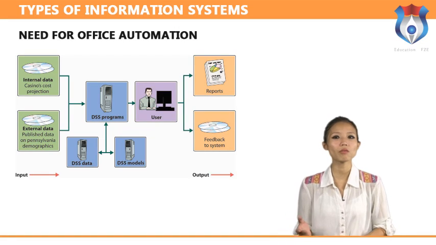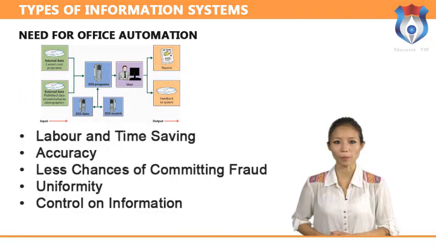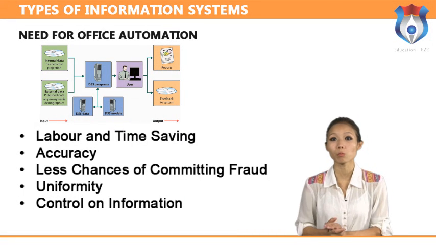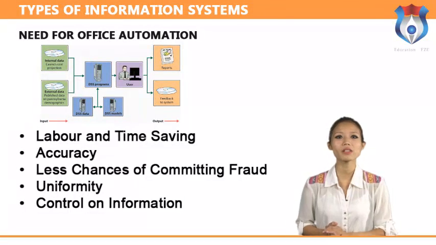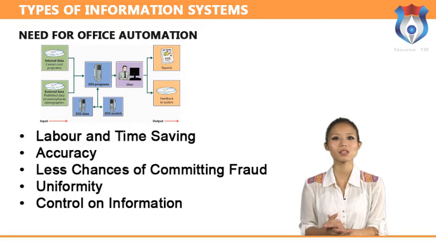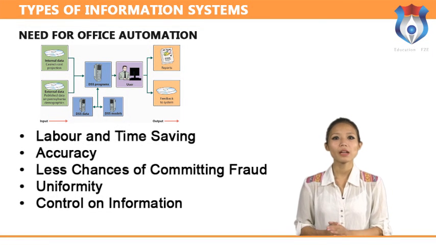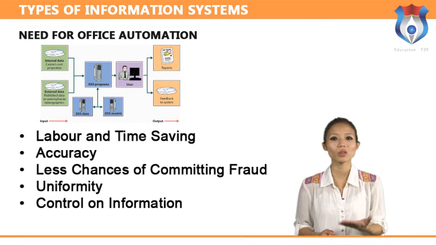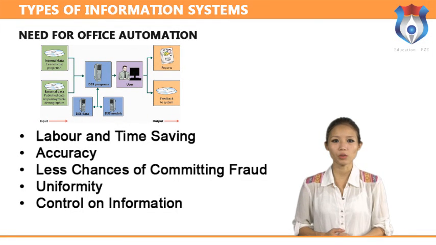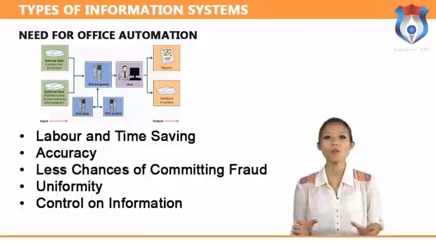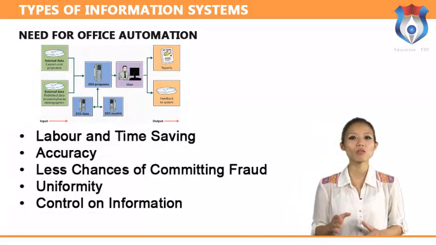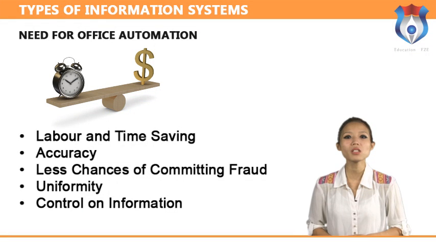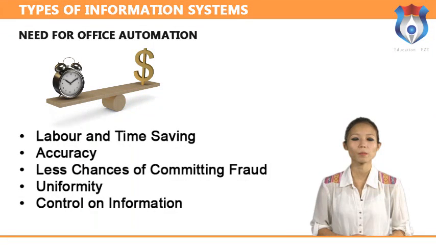Now, what is the need for OAS? Labor saving. Due to automation, the company achieves a reduction in the total wage payments. Moreover, they can have an increase in the volume of work handled by the existing staff. Time saving. It saves time in performing various office tasks. All the work can be completed within the stipulated time. Accuracy. The management can be sure of obtaining accurate figures from its accounting records. Less chances of committing fraud. It reduces the chances of committing fraud by employees in an organization.